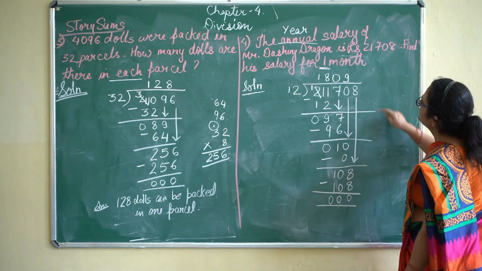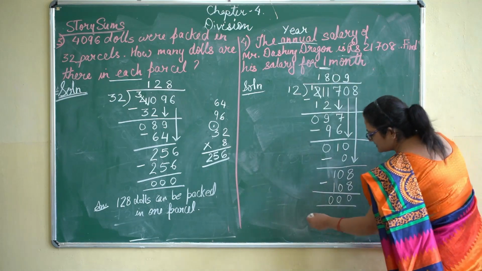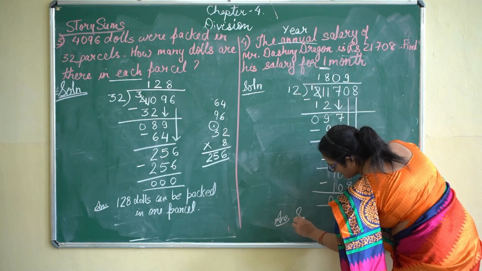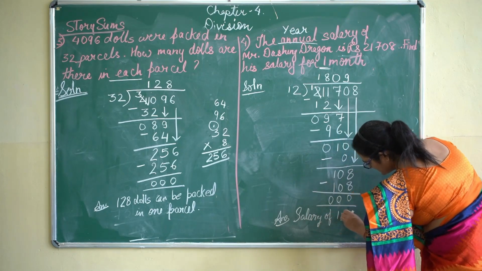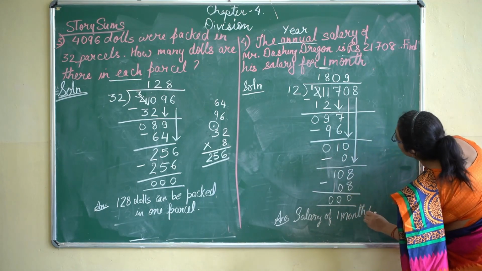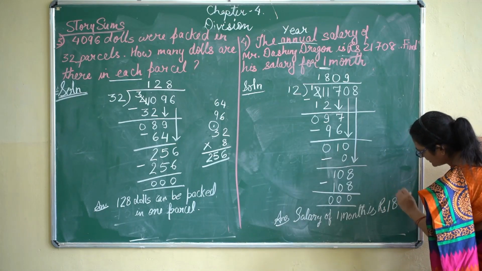Okay. So the salary for 1 month is the answer. Salary of 1 month is how much? Rupees 1,810.